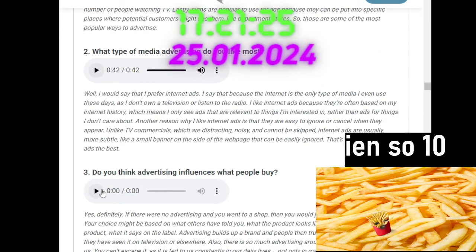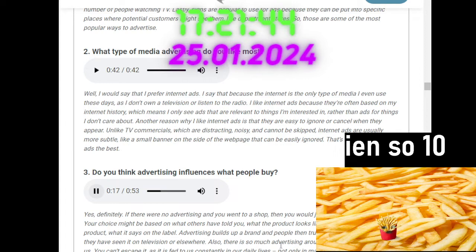Okay, so we should listen to the next one. Yes, definitely. If there were no advertising and you went to a shop, then you would just buy whatever you wanted. Your choice might be based on what others have told you, what the product looks like, or depending on the product, what it says on the label.